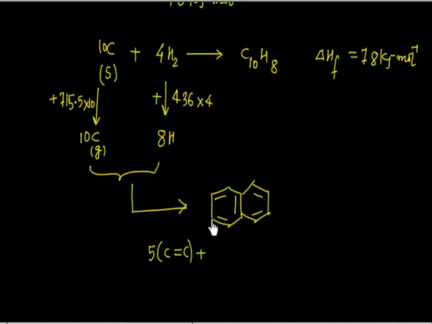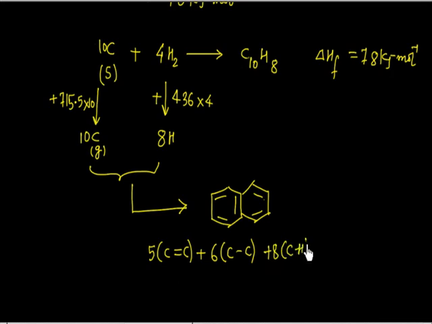Now how many carbon-carbon single bonds? 1, 2, 3, 4, 5, 6. So I have 6 carbon-carbon single bonds. And how many carbon-hydrogen bonds? 1, 2, 3, 4, 5, 6, 7, 8. So I have 8 carbon-hydrogen bonds.